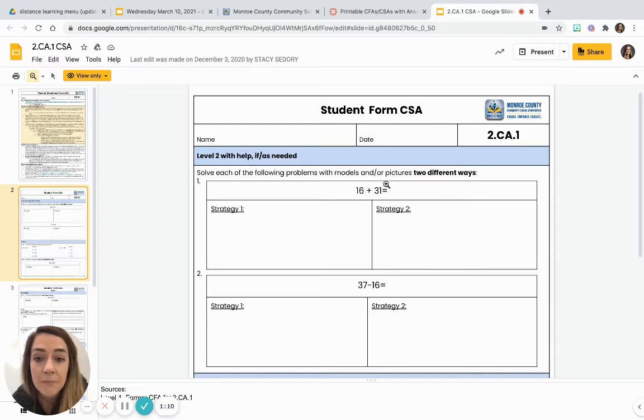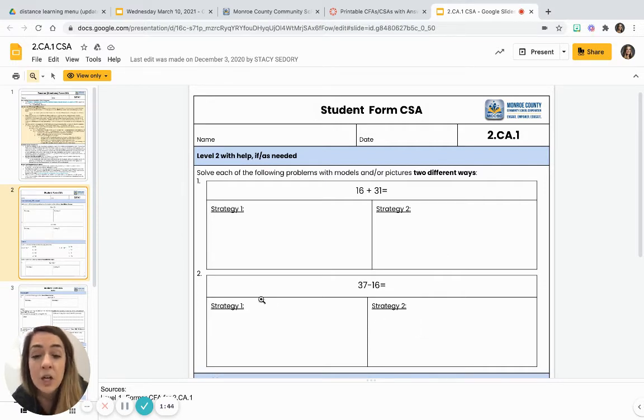So here's number 1. Solve each of the following problems with models and or pictures 2 different ways. So I want you to listen to the directions that I'm going to say instead. Here's the problem 16 plus 31. I want you to show me one way that you can solve that here and one way that you can solve that here. Remember, we've talked about 4 addition strategies. So you're going to choose 2 of those and show me here. Okay. You can pause the video.